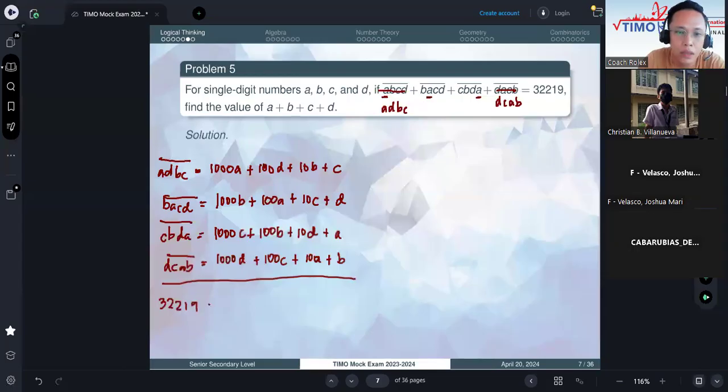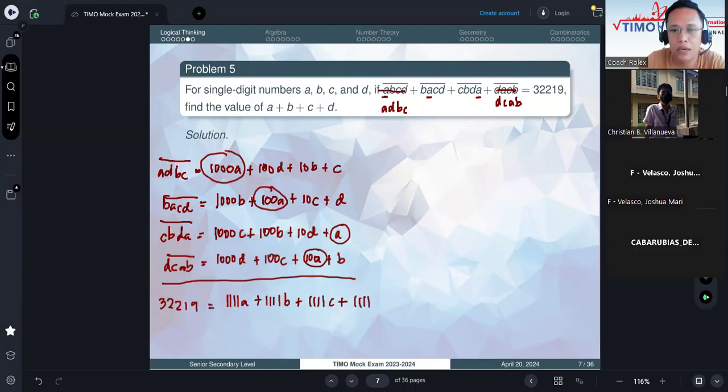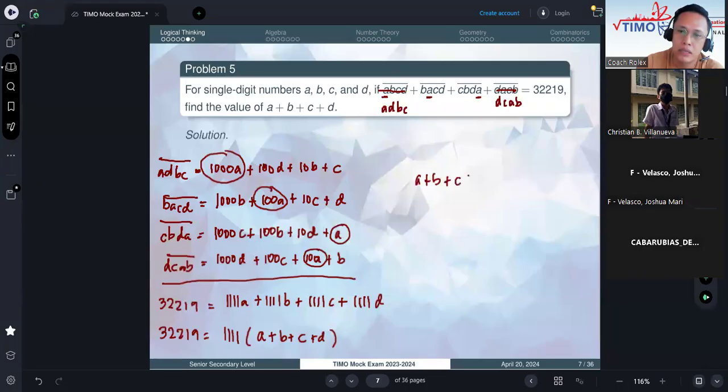32219, 32219. Here we will have 1111A. That is why we see to it that the A is on different positions so that you will get 1111A. So as with the other parameters, 1111B, 1111C, 1111D. So that from here, you can actually factor out 1111 and you will get A plus B plus C plus D. And take note that we are only looking for the value of A plus B plus C plus D.